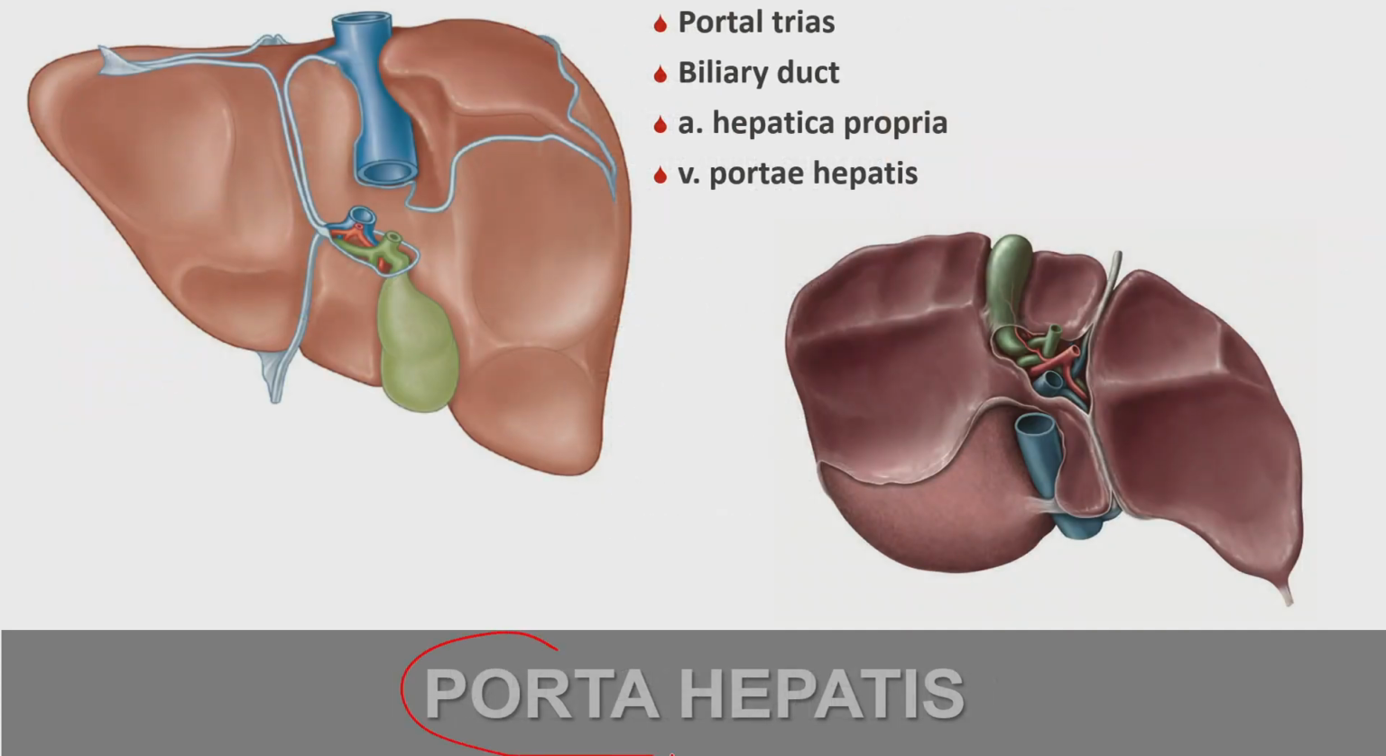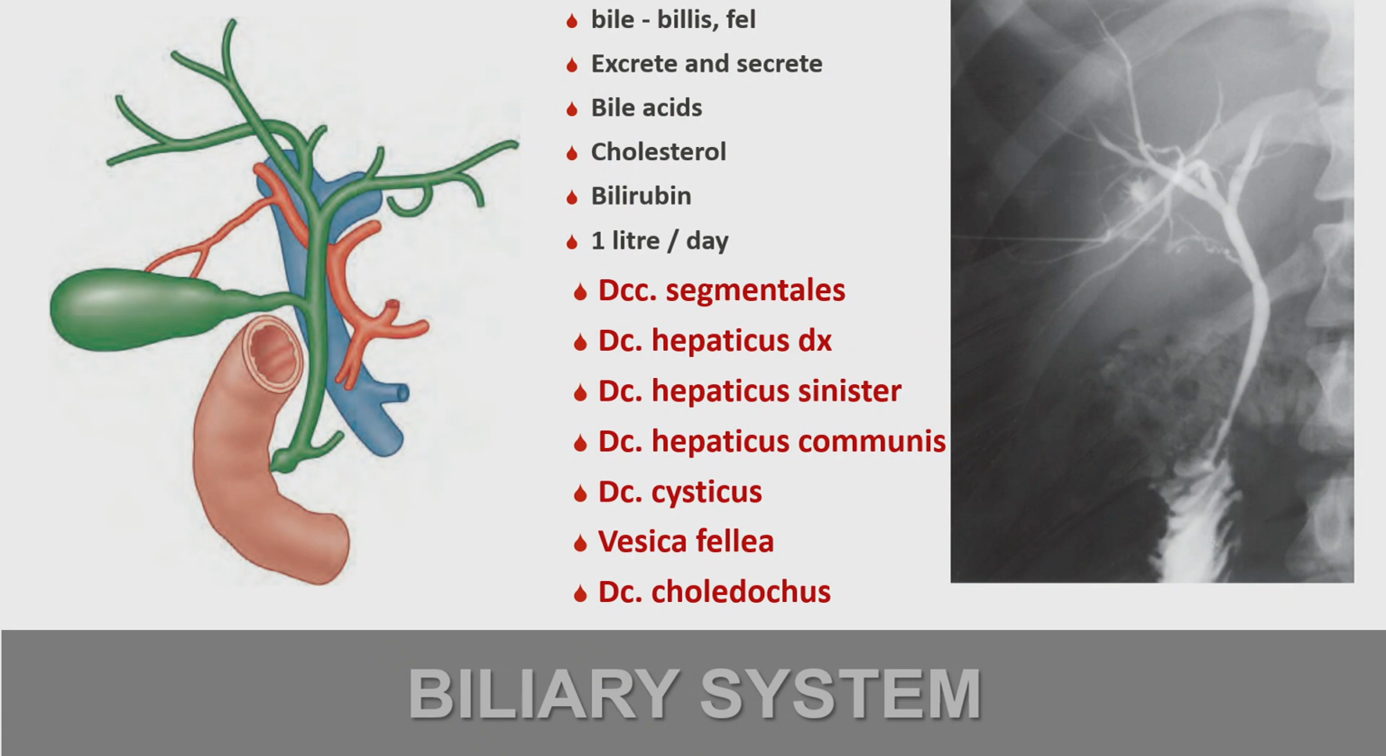Porta hepatis. Porta hepatis contains the portal triad, and it contains the biliary duct and the proper hepatic artery. Those structures enter and also leave the parenchyma. And we had vessels, and now we have bile ducts.